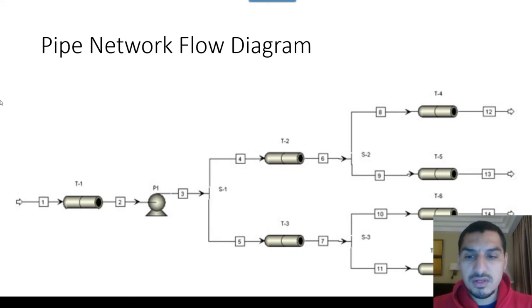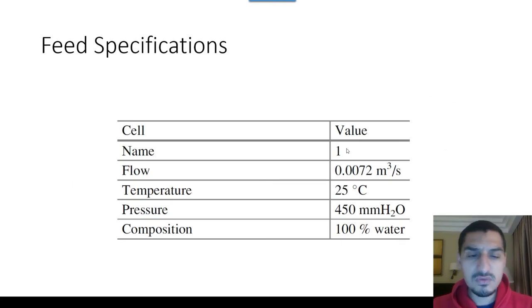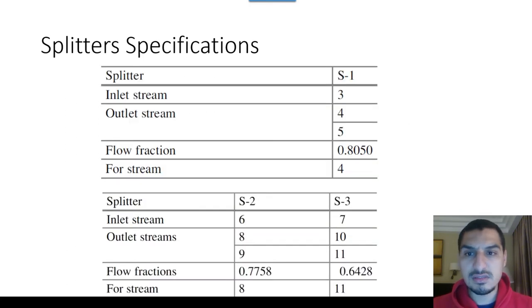In this video, we're going to start with the very first one, which is T1. This is the first pipeline that feeds the pump. We know some details about the feed: the flow rate, the temperature, the pressure, and its composition. You'll notice that it's all water. We don't have anything else other than water in this system.